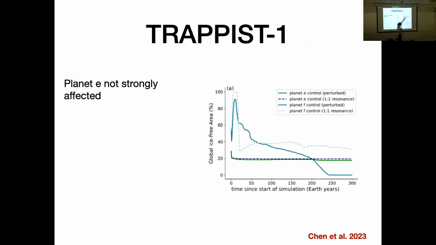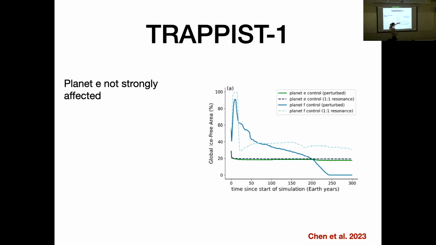The green line here shows the results for E in the perturbed case, allowing the spin axis to vary. And the dashed dark blue line shows the case of E assuming it's tidally locked. Here we did somewhat of a cheat, where we allow E to have spin variations up to 180 degrees. So we actually muted tidal interactions just to see, when we assume the spin variations can be wild, what would be the maximum effects on the climate.